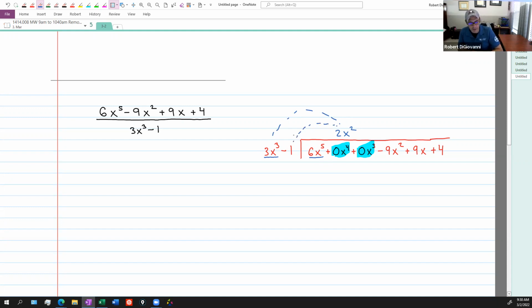Tell me what I'm going to write here. You'll put 6x to the power of 5 minus 2x squared. And I'm going to put that minus 2x squared underneath the x squareds, right? I can line it up under the x squareds. Good, good.